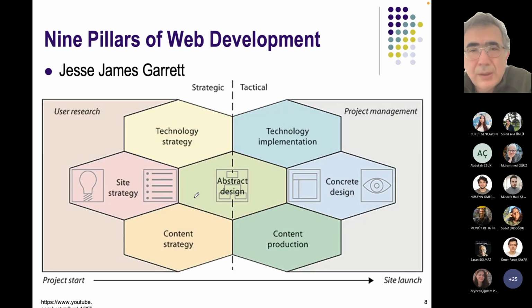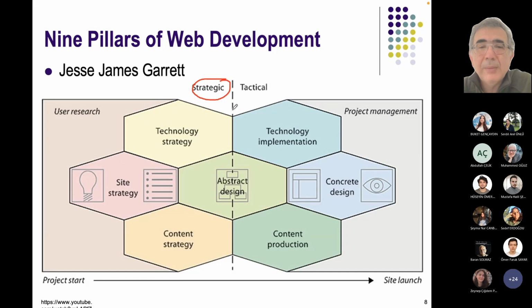The famous Jesse James Garrett, in his book, mentions nine pillars of web development in general. On the left, there are strategic elements. On the right, there are tactical elements on the field. The right part is more related to project management. The left part is more related to research and planning.